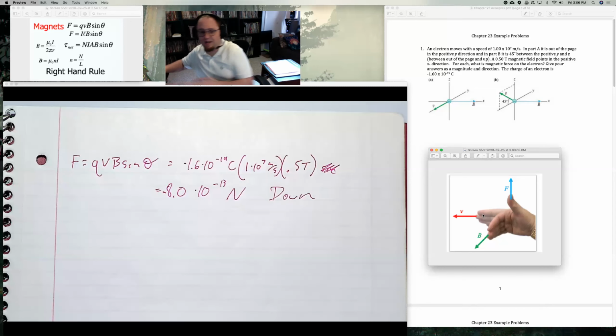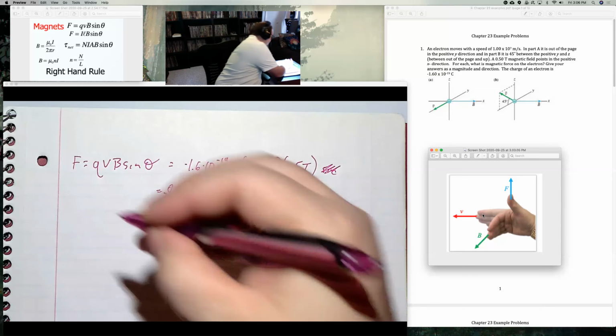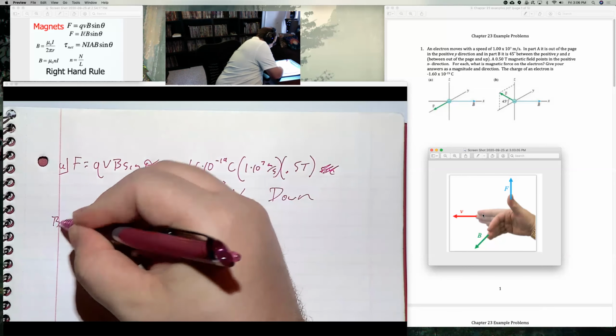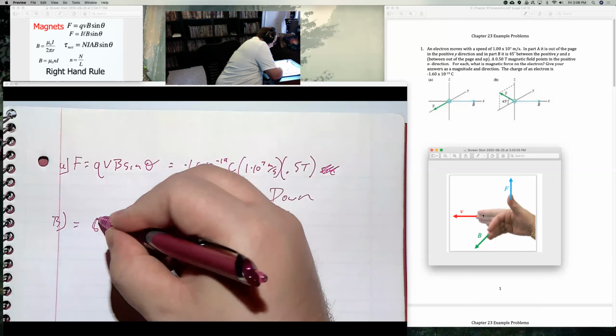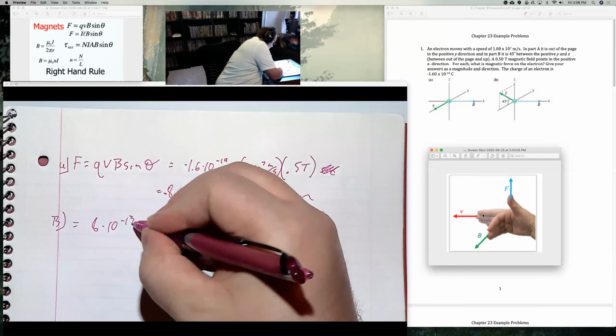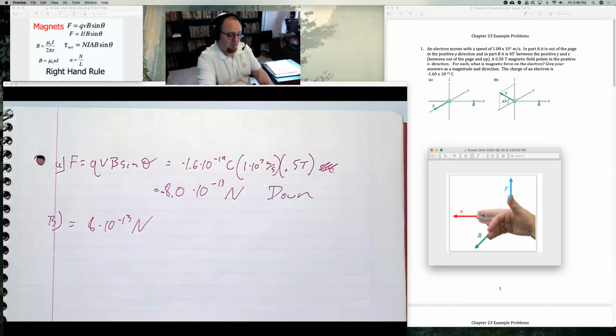And since there's still 90 degrees for part B, the force is still 8 times 10 to the negative 13 newtons. That hasn't changed. The only thing that's going to change is the direction, because as the V moves 90 degrees, so does the force.